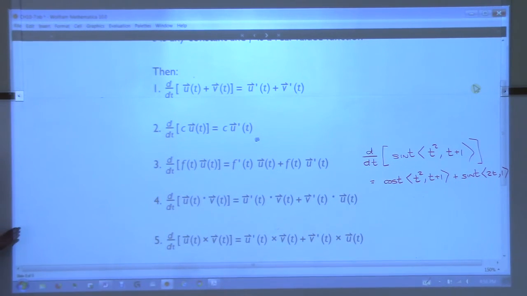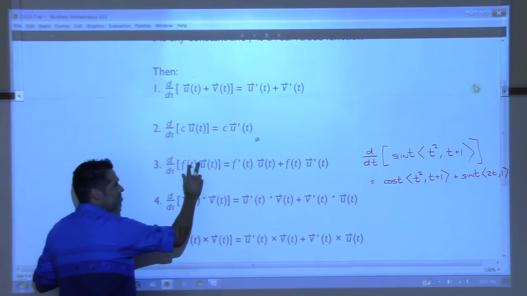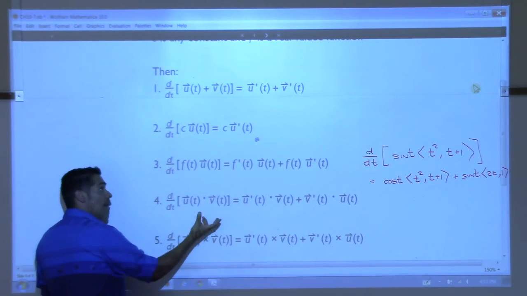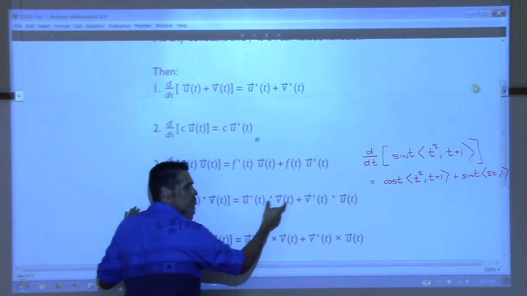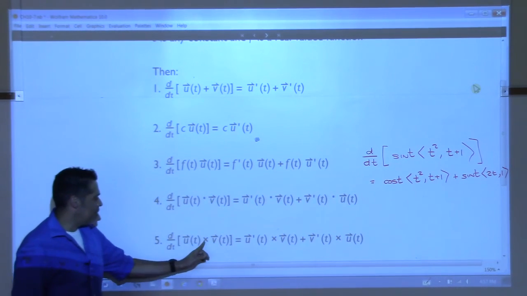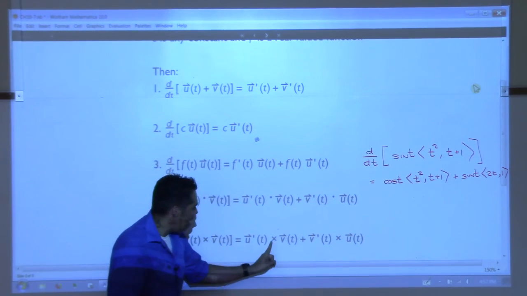Product rule again, right? This is a product, but it's more like a scalar product, and we wind up using the product rule. This is a product, but it's the dot product, and you wind up using the product rule. And then look at the last one. It is a product, but it is a cross product, and guess what you do? The product rule, but now the product is different.